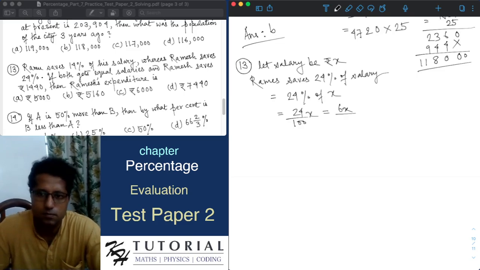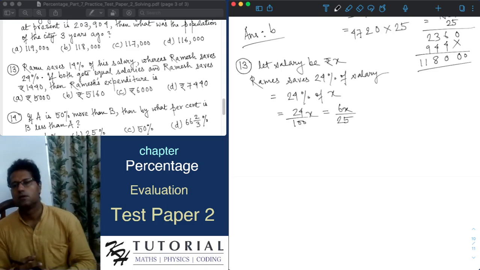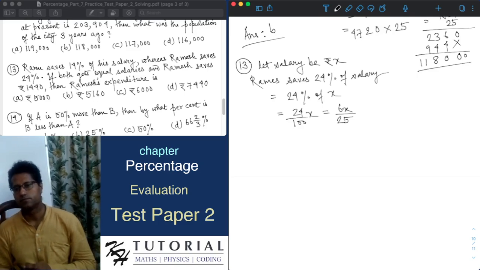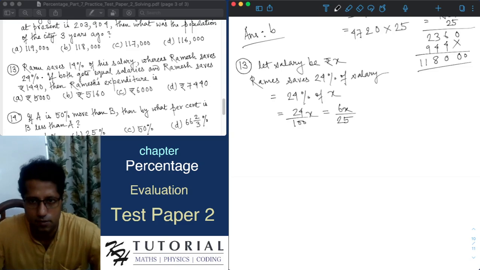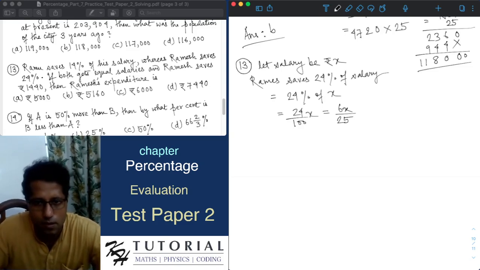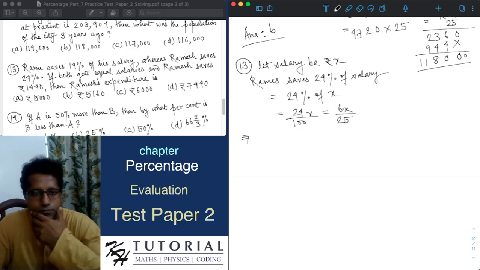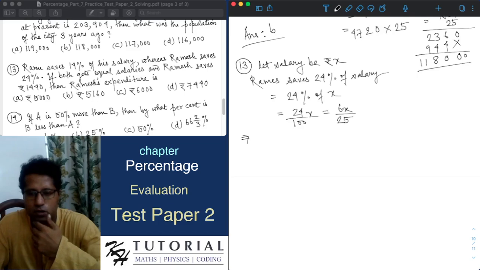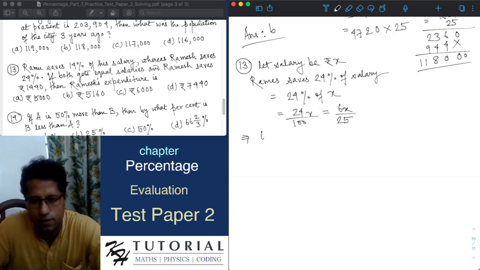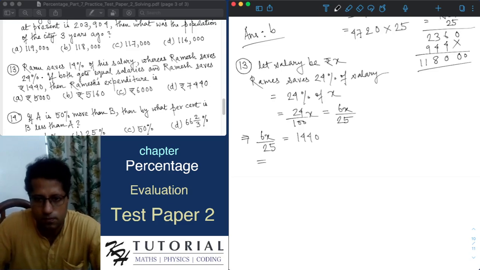6x by 25. Okay, so this is Ramesh saves 6x by 25. Now it is given that Ramesh saves rupees 1440. So we can say that 6x by 25 equals 1440. This implies x equals 144 multiplied by 25 divided by 6.